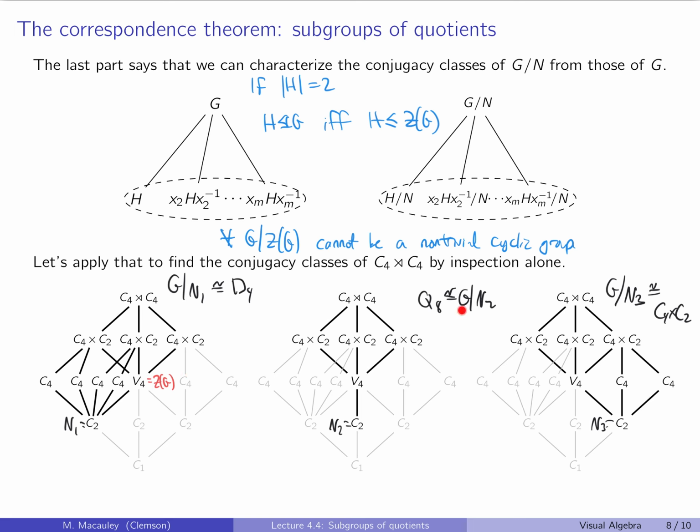But so these 3 quotients are different, and we know the conjugacy classes of these. We don't necessarily know them of the full group because we haven't seen this lattice before, but we know the conjugacy classes of these quotients. Starting with the quaternion group, we know all of these subgroups are normal. That's something we've seen before. Well, this group over here is abelian, so all of its subgroups are normal.